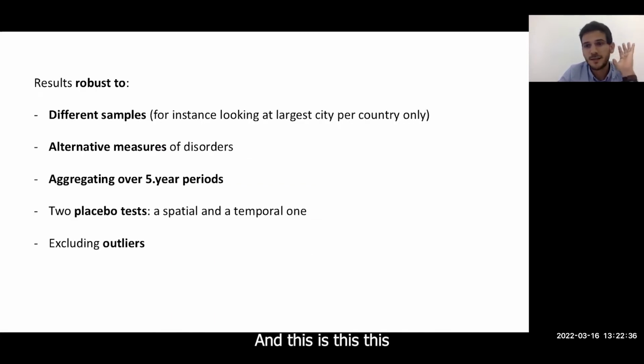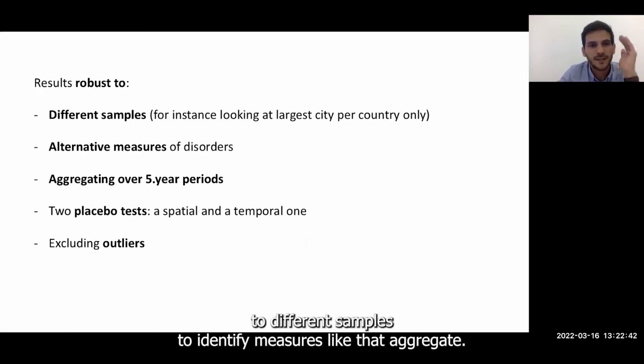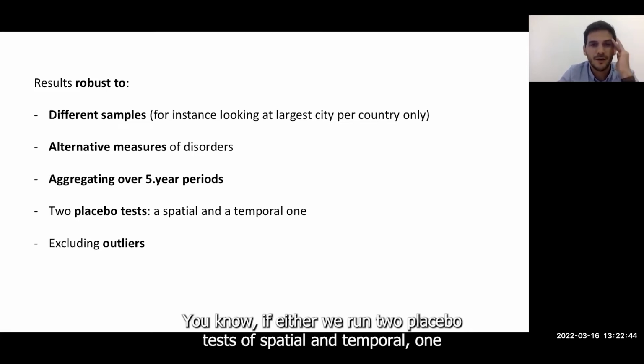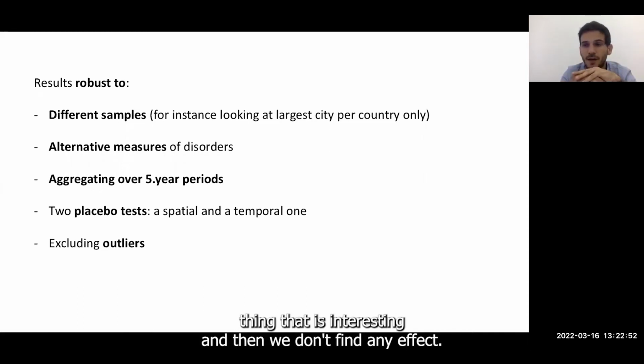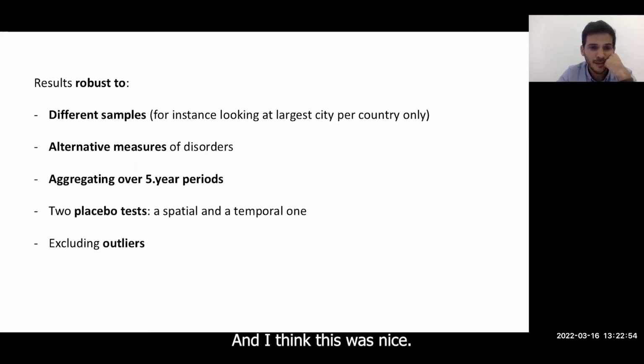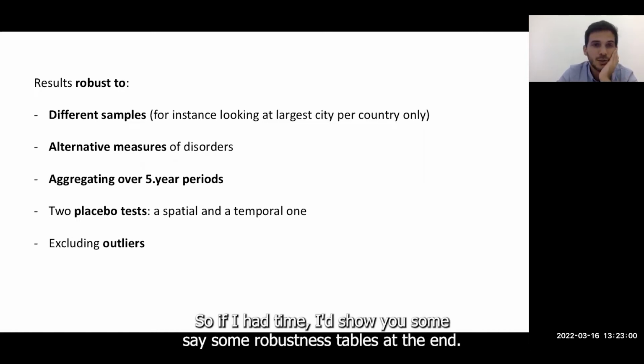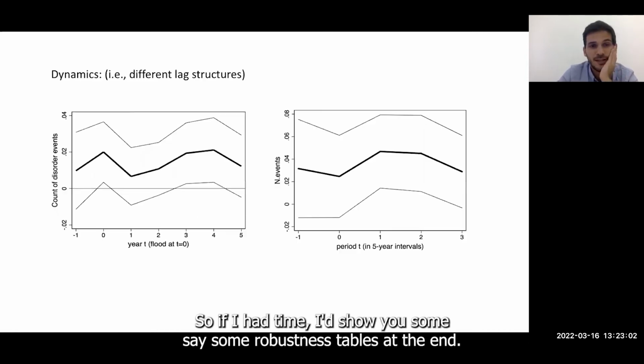And these reduced form results are very robust to different samples and to alternative measures, as I said, aggregating over 5 years. We run 2 placebo tests, a spatial and a temporal one, and I think this is interesting: we don't find any effect. And I think this was nice. And also we exclude outliers, and in all cases, if I have time, I'll show you some robustness tables at the end, all right?